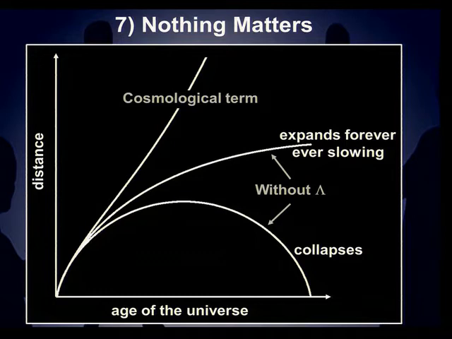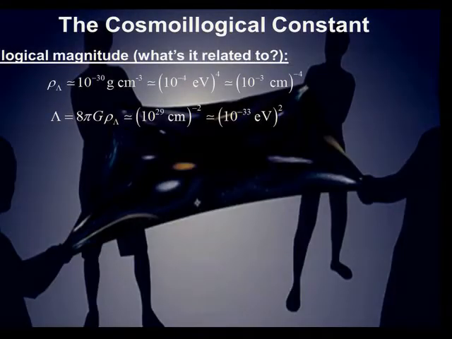Without a dark energy, the universe eventually will either recollapse or expand forever, ever slowing. If there is dark energy, eventually it will take over the expansion history of the universe, and the universe will be dominated by a cosmological term and ever expand, accelerating. So the cosmo-illogical constant is because it's an illogical magnitude. What is it related to?